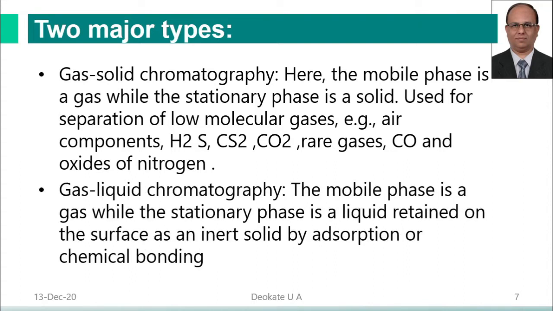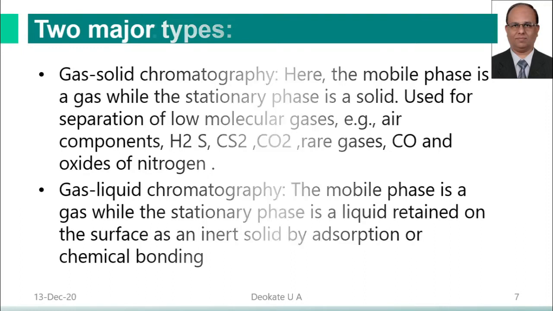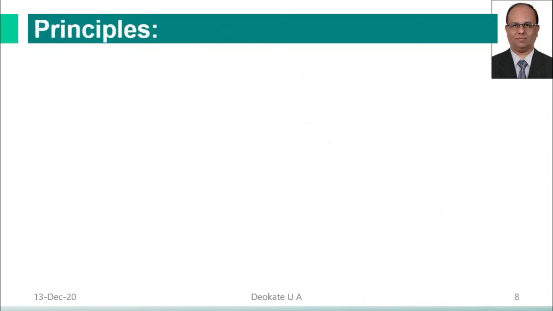The other one is gas liquid chromatography or gas partition chromatography. The mobile phase is a gas, while the stationary phase is a liquid coated on the surface of an inert solid by adsorption or chemical bonding, involving the partitioning effect.